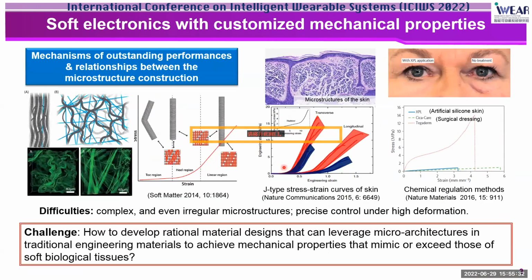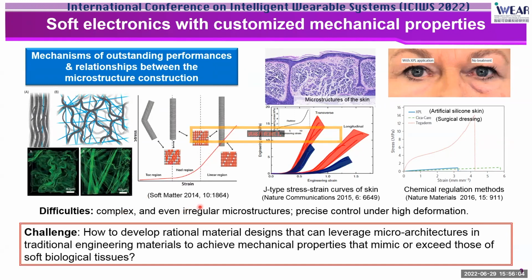There are 2 grand challenges in this research area. First, soft biological tissues usually show very strong nonlinear mechanical responses. For example, the J-shaped stress strain curves, as shown here, are very difficult to accurately reproduce by chemical synthesis of soft materials. Here, the difficulties include how to reproduce accurately the complex and even irregular microstructures of soft tissues.